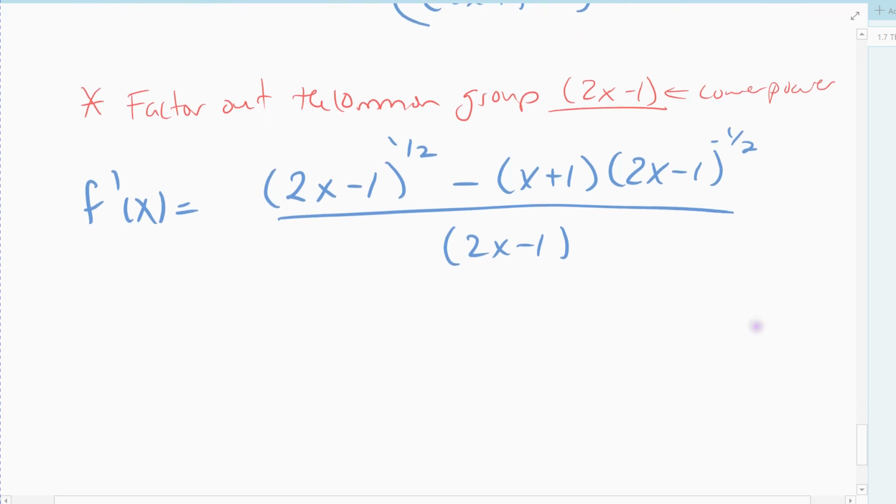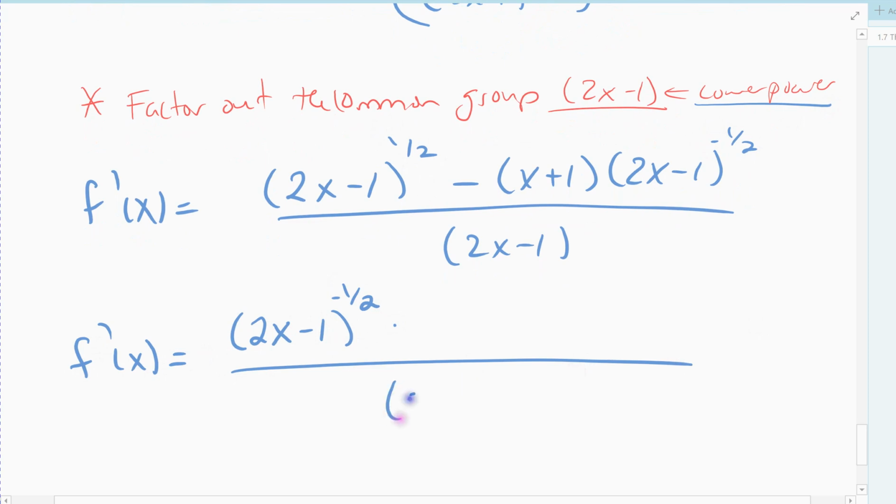Factoring out that group that they share in common. All right, I can pull out a 2x minus 1. The lower power, well, I've got a positive 1/2 and a negative 1/2. The negative 1/2 is the lower power. That's still over 2x minus 1. I can't do anything yet until I get to this step. All right, times what's left over.